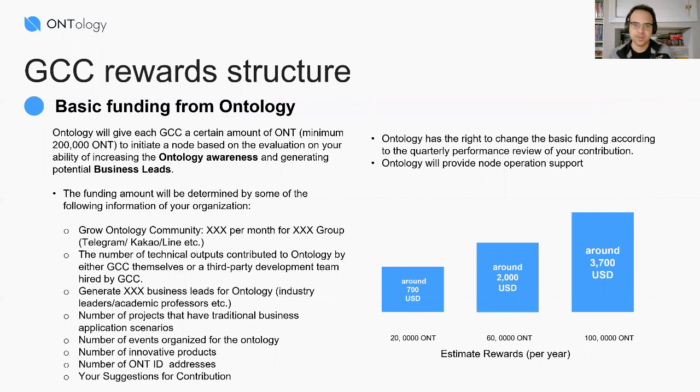Number of events. If the community group is mainly event-focused, or they do a lot of events, throwing Ontology events are different ways that they can get rewards. Also the number of OntID addresses. OntID addresses are one of the ways that we measure the growth of a community, because OntID addresses are unique for each person. So that's a good way that we can measure the growth. And then we also take your suggestions for contribution. Each node is different and has different value adds and different things that they can offer, so we listen to whatever suggestions people have.